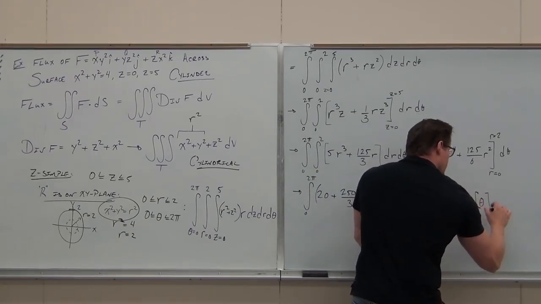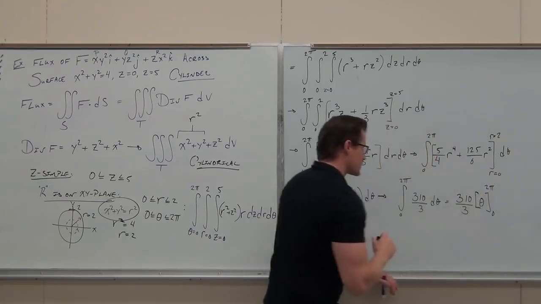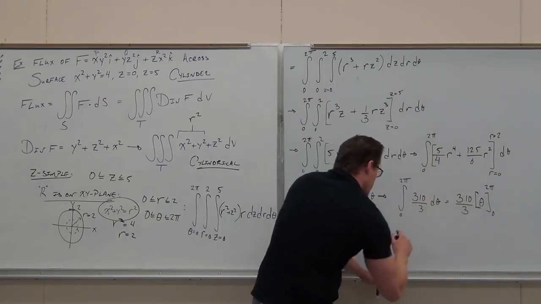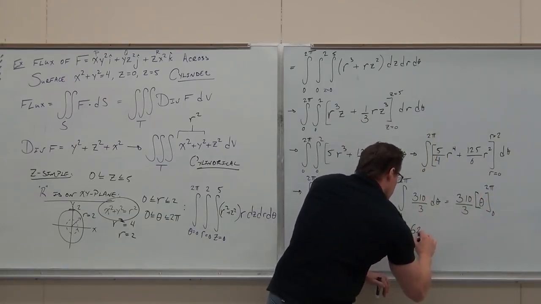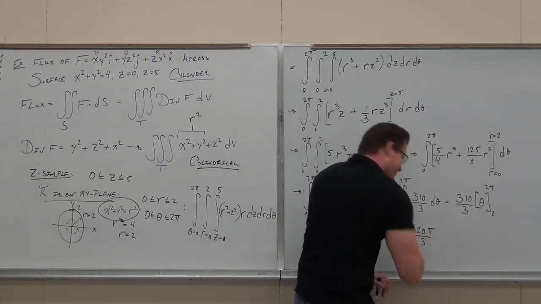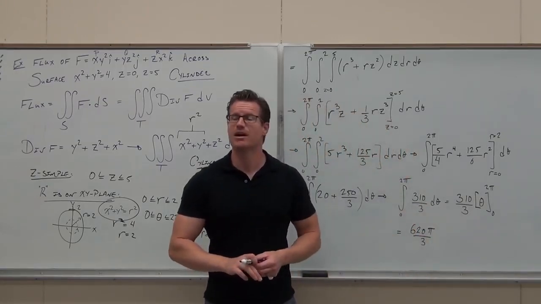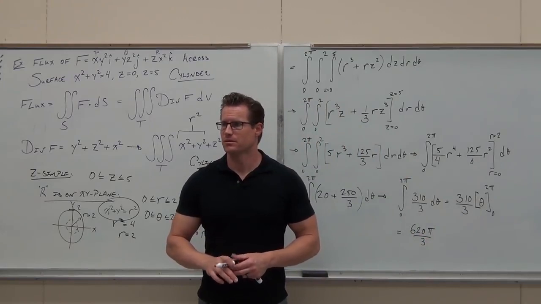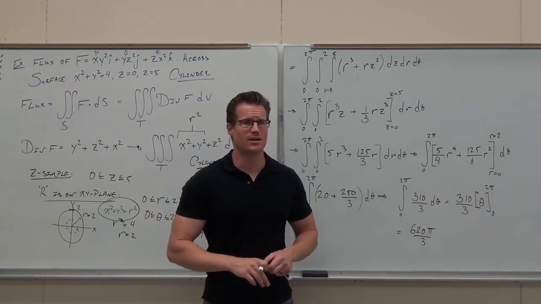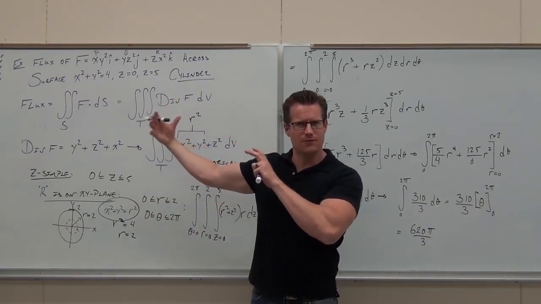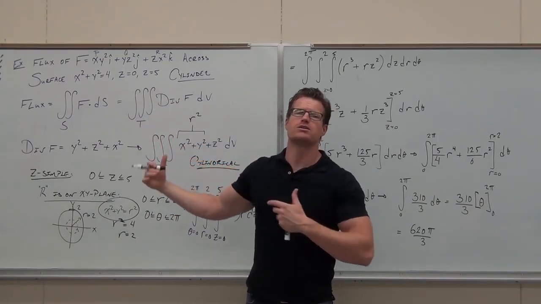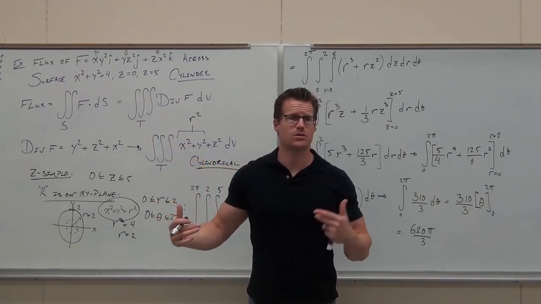Now if we evaluate that from 0 to 2 pi, looks like 620 pi over 3. Nice number, right? Cool stuff. Did you get the same answer? Yeah. That's great. That's all I'm looking for, is that you understand when divergence theorem works and how it makes our lives nicer to deal with this stuff.